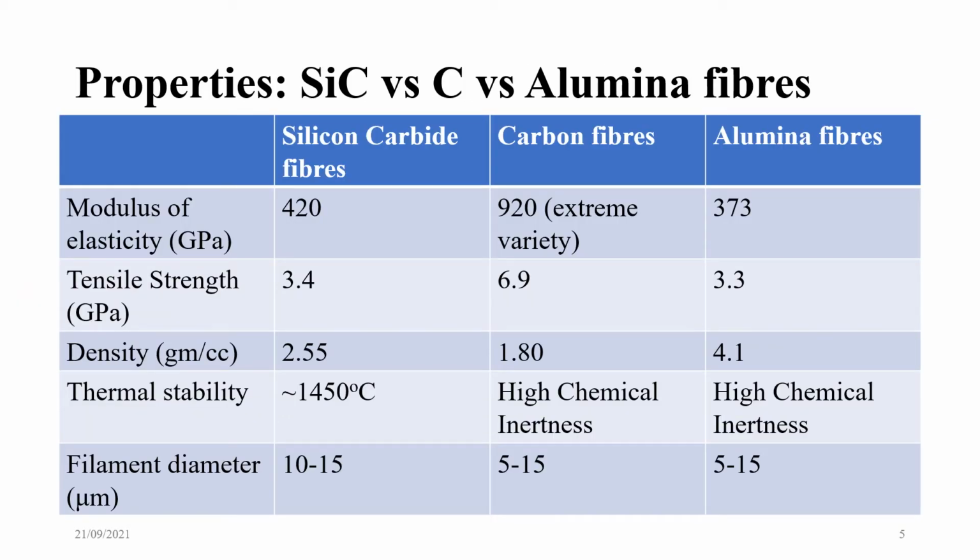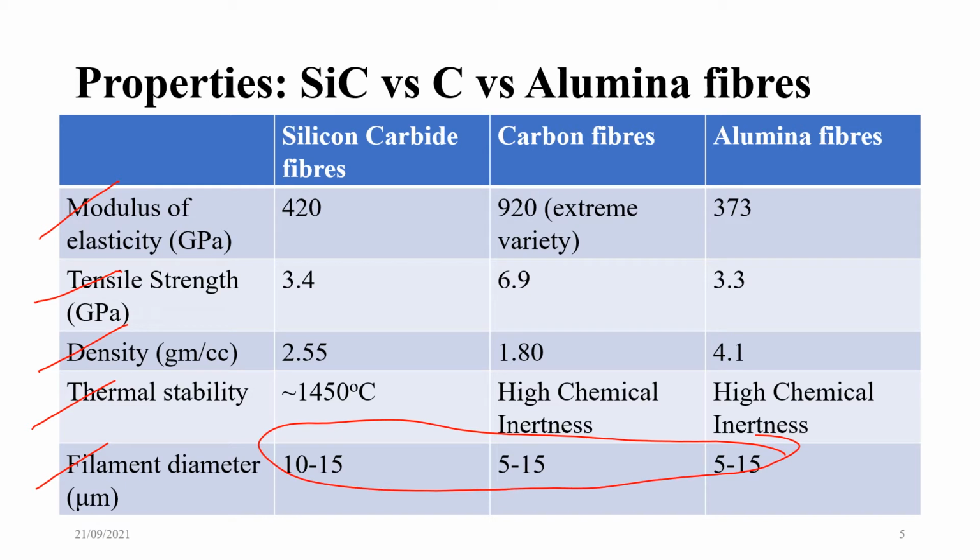Now coming to properties, so silicon carbide versus carbon fibers versus alumina fibers. So we are going to compare the modulus of elasticity, tensile strength, density, thermal stability and filament diameter. Filament diameter is roughly in a similar range for all of them. Density, the lowest density belongs to carbon fiber, then silicon carbide and finally alumina. Tensile strength, obviously the carbon has the highest tensile strength with 6.9 gigapascal. Alumina fibers and silicon carbide are roughly similar, 3.4, 3.3 gigapascals.